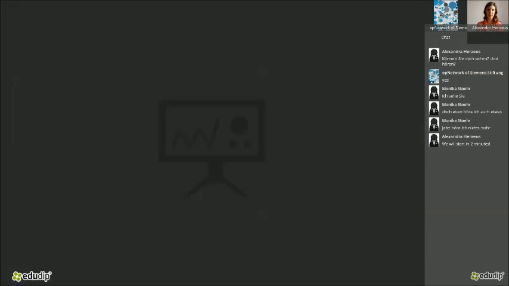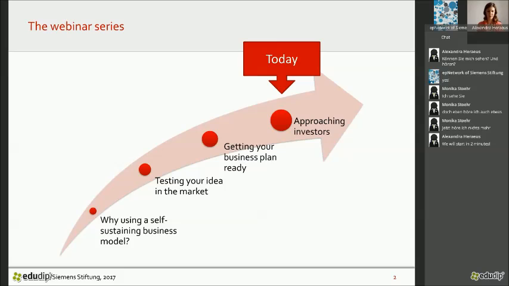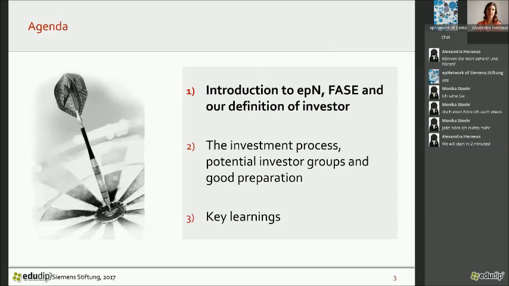As you have already seen, the topic today is how to approach investors, and we will jump right into our agenda. I want to talk with you about a brief introduction of the Empowering People Network, FASE, and the definition of investor that we will discuss. We will then jump into the investment process, the question of how different potential investor groups are set up, and also what you need for a good preparation if you want to start your investor approach. We'll sum up with some key learnings that might be helpful for you as takeaways and getting you started.